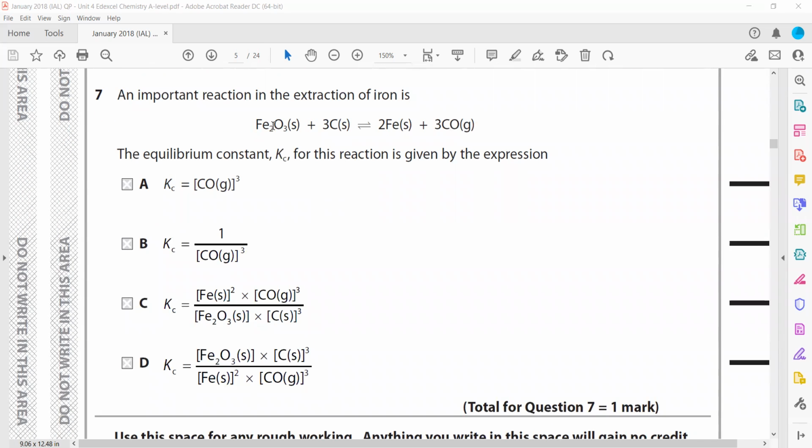Then an important reaction for extraction of iron, equilibria Kc. So Kc is product divided by reactant, but state symbols are always important. Solid, solid, solid, and gas. So this is a heterogeneous equilibrium. In heterogeneous equilibria, we only include gas. So that is product divided by reactant. So carbon monoxide will only be included. In the reactant, we don't have any gaseous state. That's why we don't include it.